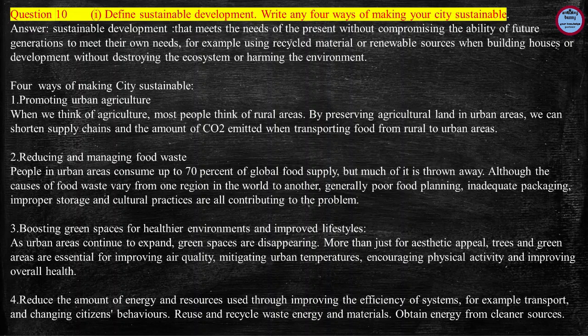Second is reducing and managing food waste. People in urban areas consume up to 70% of global food supply, but much of it is thrown away. Although the causes of food waste vary from one region in the world to another, generally poor food planning, inadequate packaging, improper storage and cultural practices are all contributing to the problem.